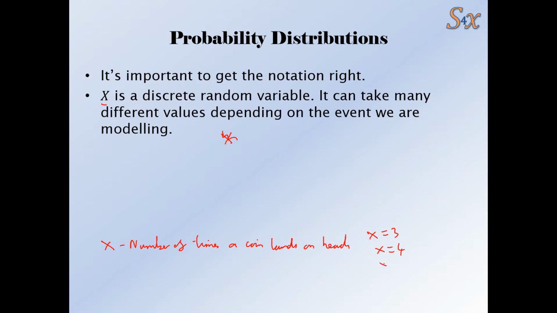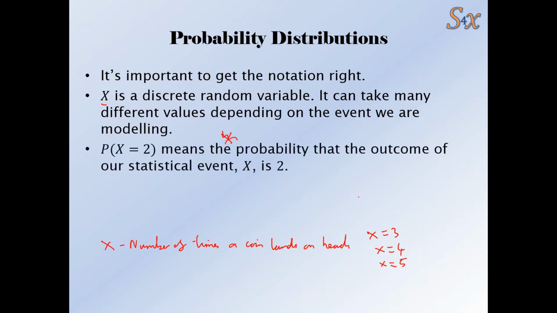It depends how many times. If I say it's the number of times a coin lands on heads, if we throw it 10 times, there's a set of values it could be. It could be 0, 1, 2, 3, 4, 5, 6, 7, 8, 9, or 10. So it kind of holds the outcome of our event, and it can be any of those values. So there's a kind of list of values it can be. So that's what a discrete random variable is. It can take a set of values depending on what event we're looking at.